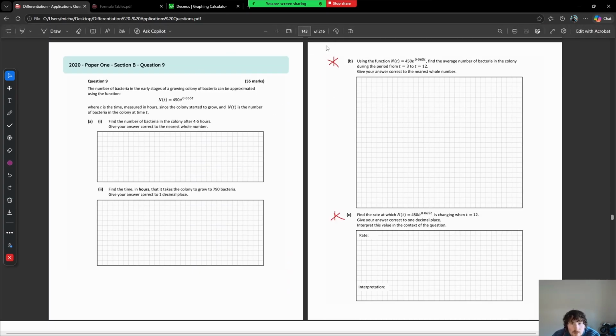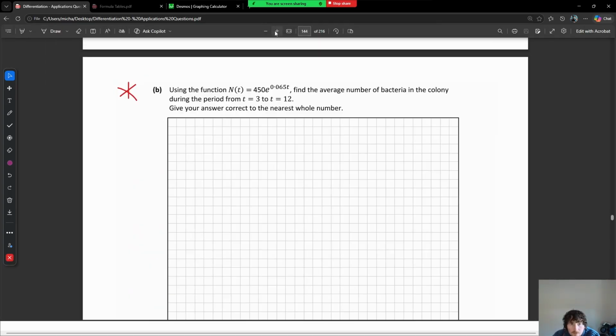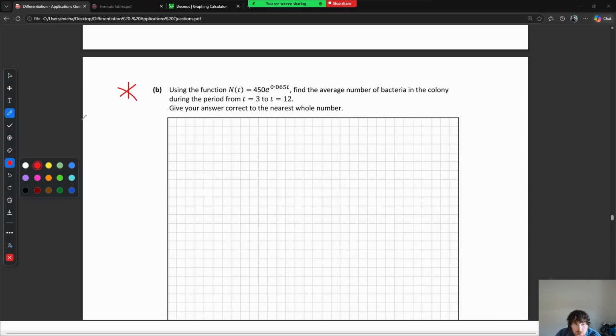So I have another question marked here with stars. Let's have a look. Use the function, it's an exponential, to find the average number of bacteria in the colony from this to this. Right? Pause the video and give a go at this. You should know what this needs.